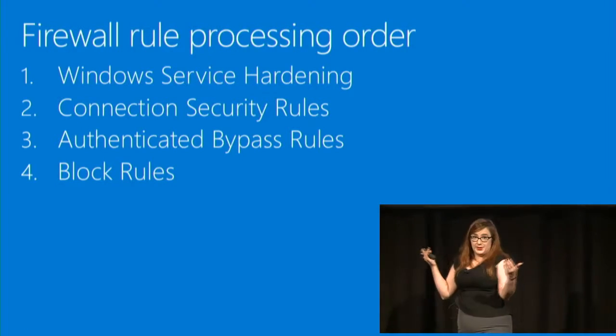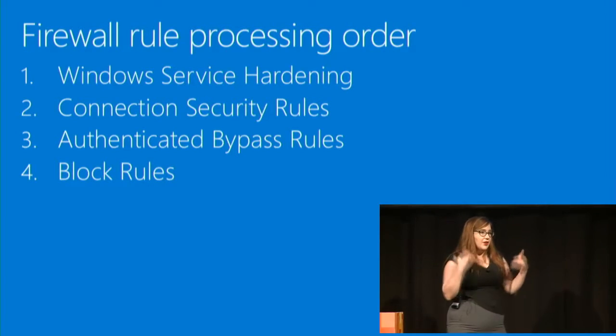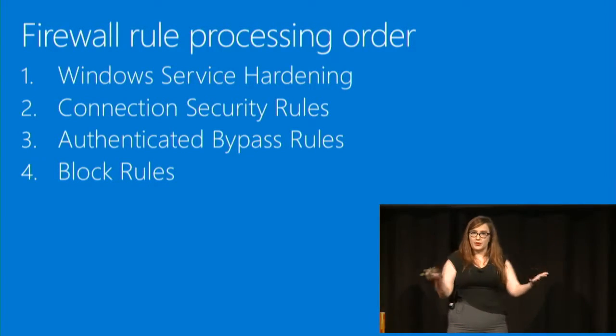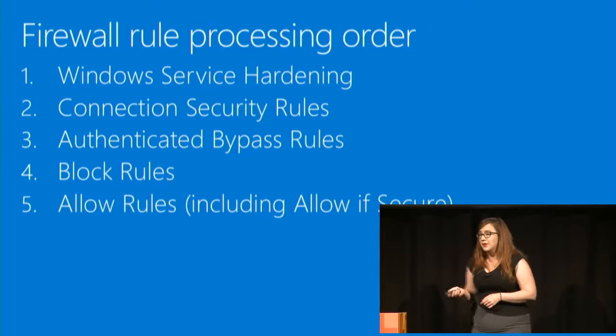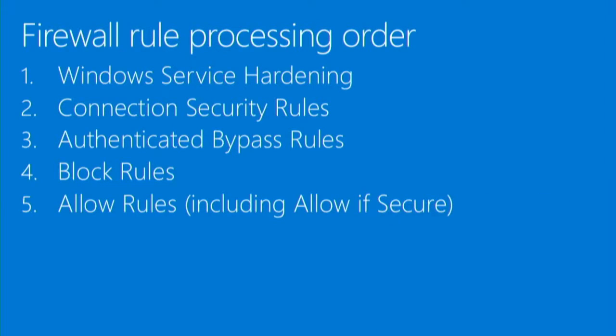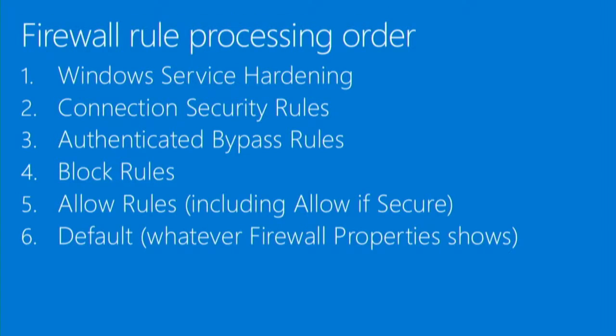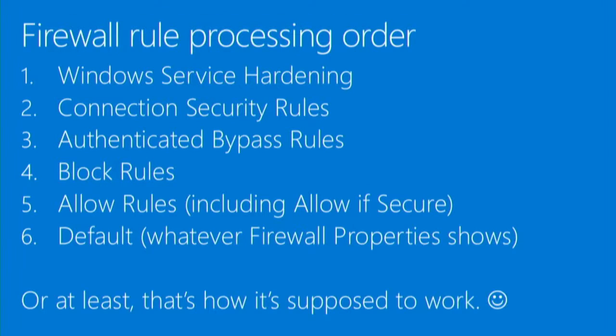And then block rules. So I have a block. All things are denied for port 445 on this system. That gets processed before the allow, obviously. Then we do allow, including allow if secure, which says you can send me this packet if I know it's encrypted or encapsulated or done something with IPsec. And then default, whatever the Windows properties show, whether that be allow, block, whatever else like that. Or that's how it's supposed to work.